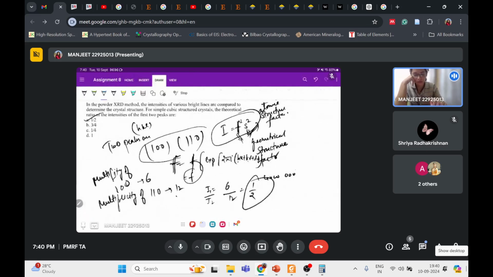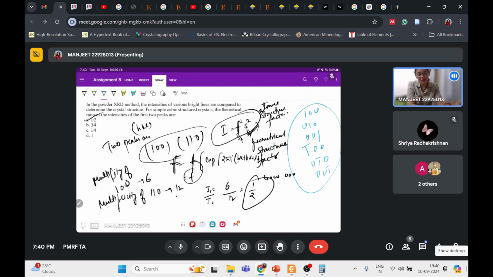In the fifth one, we have the theoretical ratio of the intensity, because that also depends upon the multiplicity. So the multiplicity of the first two peaks for the simple cubic will be for 100 and 110. The multiplicity of 100 is 6, because we know that 100 will be 1 0 0, 0 1 0, 0 0 1. We already discussed this thing, and also minus 1 0 0, 0 minus 1 0, 0 0 minus 1. So the multiplicity of this peak is 6, and the multiplicity of 110 is 12. So that also depends upon the ratio of the intensity.